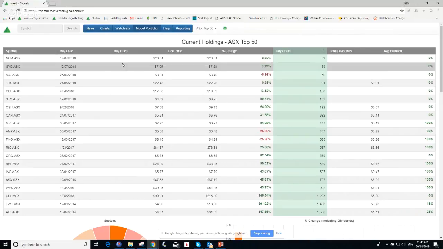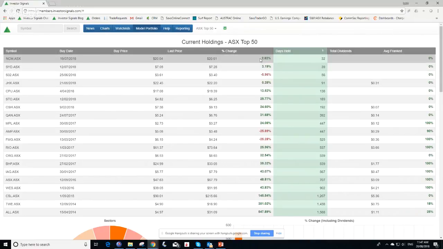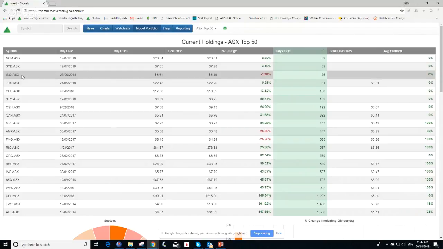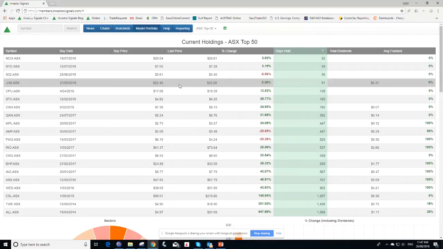So if we have a look, Newcrest is up 2.8% since it was added. It was originally added on the 19th of July, and that's a stock that we like at the moment. It's on the high conviction list. Sydney Airport's another one on the list, so as a buy, it's up 3%. South32, trading below the initial entry price, and that's one that we covered earlier. James Hardie, I actually don't mind that, and we'll have a look at that shortly.